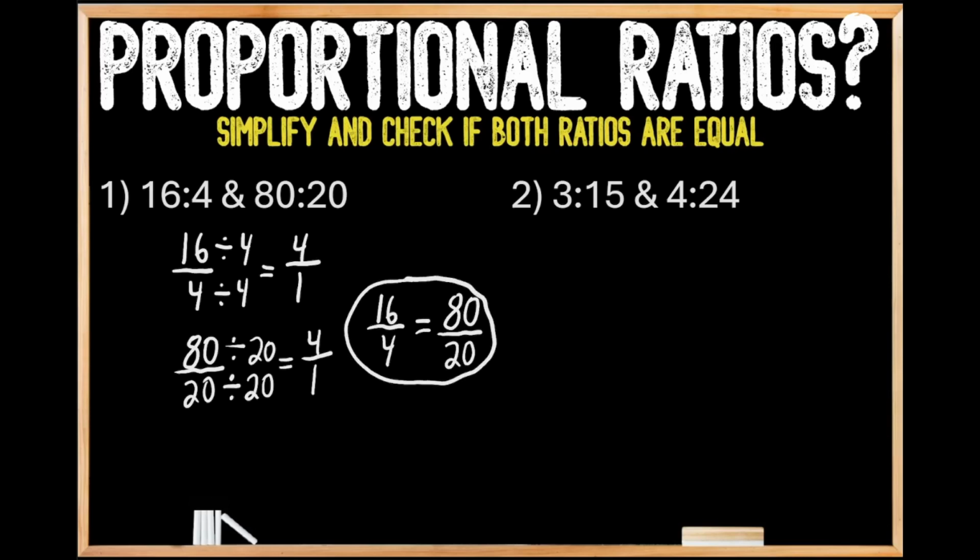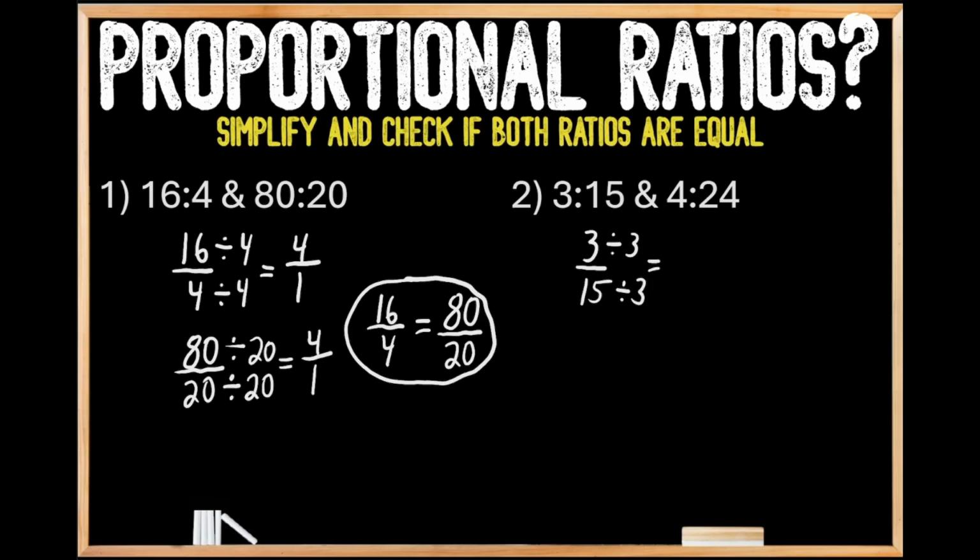Now moving on to question number 2, where this time we're being asked to determine if the ratios 3:15 and 4:24 form a proportion. So the first thing we're going to do down below is rewrite these ratios in fractional form. So first we have 3:15, and then we're going to simplify this ratio by dividing both parts by their greatest common factor. And here we share a greatest common factor of 3, so we're going to divide both of these terms by 3 in order to simplify this ratio.